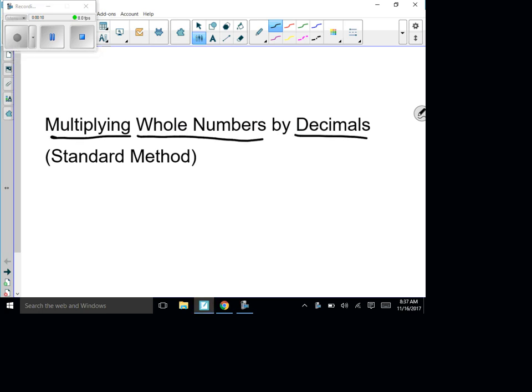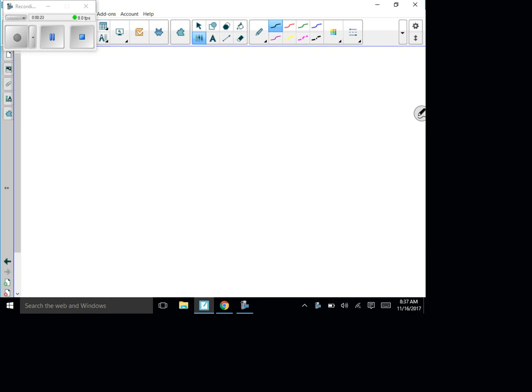Today we're going to talk about multiplying whole numbers by decimals, and we're going to use the standard method. We're just going to do whole numbers. We're not going to do decimals by decimals yet. We're going to work on using the standard method to do whole numbers multiplied by decimals. So what I like to do is just jump right in as usual.